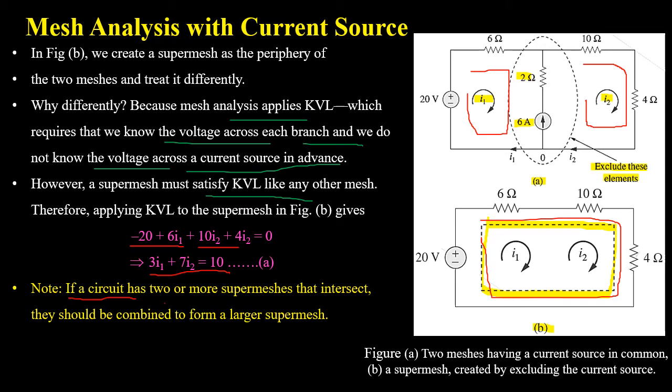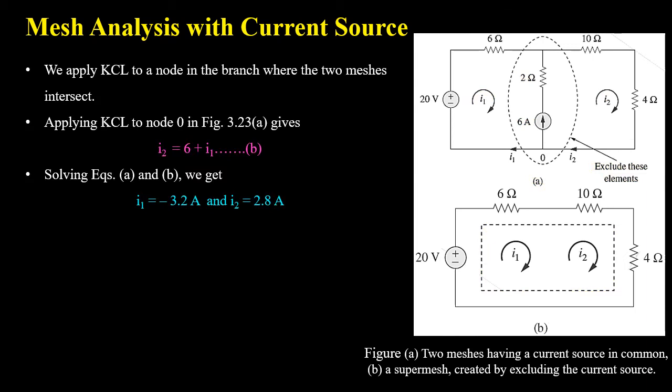An important thing to remember is that if a circuit has two or more super meshes which intersect, all these super meshes will be combined to form a single larger super mesh. Now in the given circuit we have two unknown mesh currents I1 and I2, and we have one equation, and for solving, two equations are required.